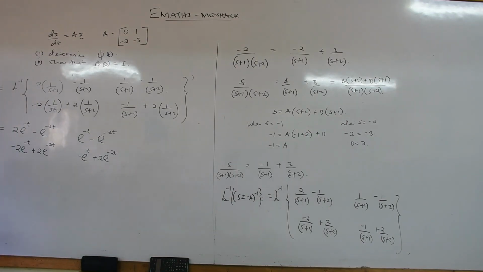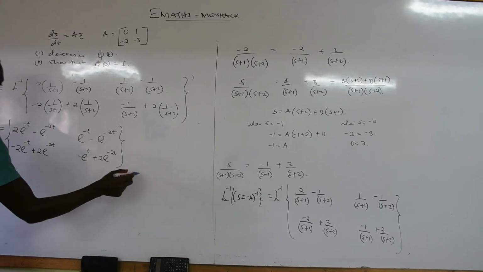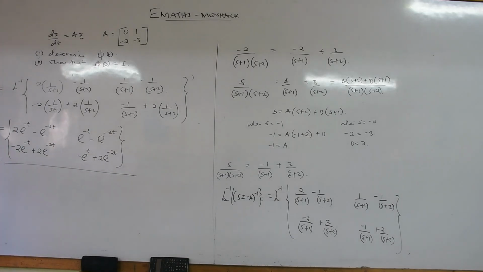So you can just see the exponent values are just the same: e to the negative t, e to the negative 2t. So what makes the difference is the constants. It's just these constants that make the matrix different, but the exponents are just the same. Therefore, your state transition matrix will be given by that. Okay. Now the second part was to show that when you replace t with 0, you get the identity matrix. Now let's see how true that is.